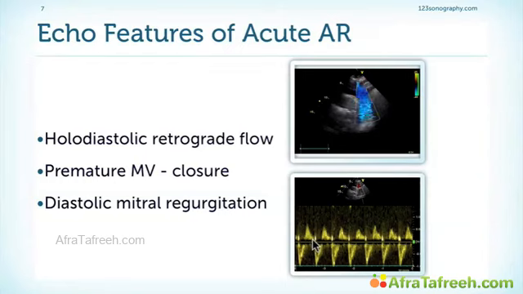Other findings we encounter is premature mitral valve closure, which is caused by the fact that the end diastolic pressure in the left ventricle is higher than the pressure in the left atrium, and thereby the mitral valve closes prematurely in diastole. In addition, pressure can be elevated in such a way that we even have diastolic mitral regurgitation.